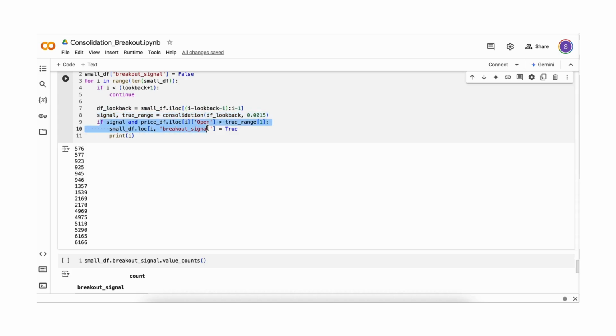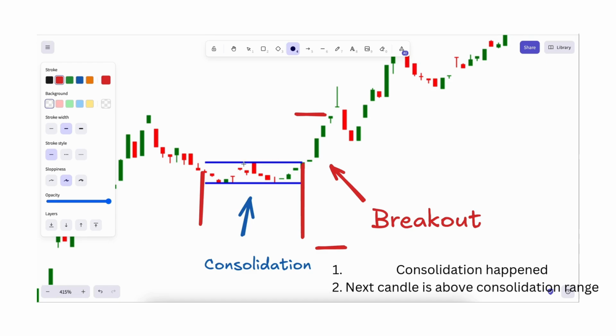And if the consolidation is true, we are looking to see if there is a bullish move upwards. In other words, we have two conditions. One is that the consolidation is true, and then the open of the next candle is above the breakout range. That gives us some confidence that the breakout is bullish.